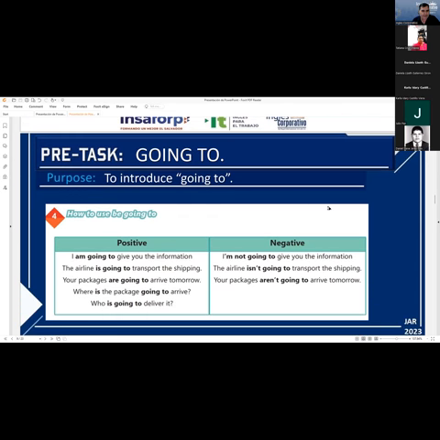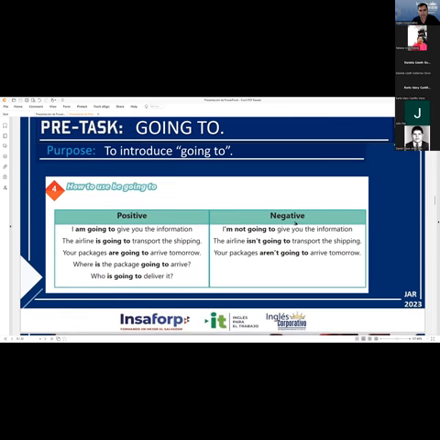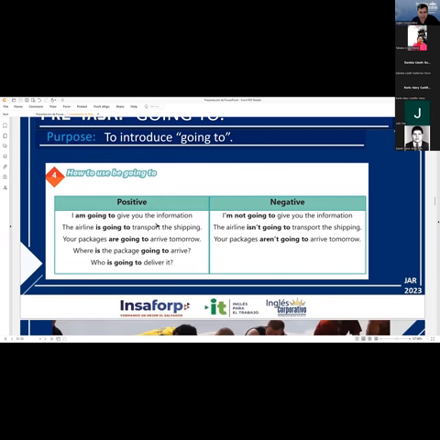Okay, let's see. The purpose is to introduce going to. Positive: I'm going to give you the information. The airline is going to transport the shipping. Your packages are going to arrive tomorrow, or you can say transport too. Transport is a noun, transport is a verb. Where's the package going to arrive? Who is going to deliver it?